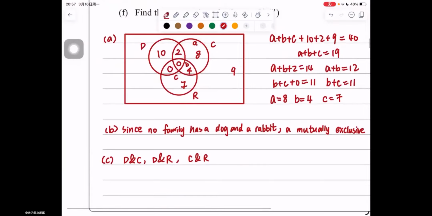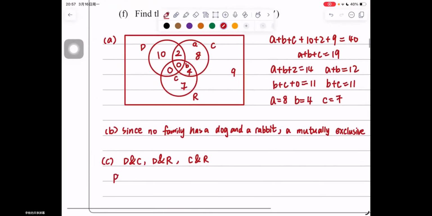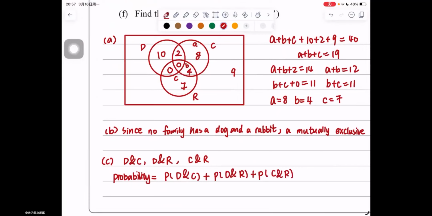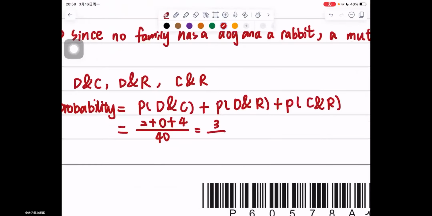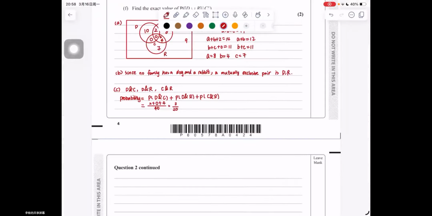Let's go back to this diagram, and then we can figure out the probability. So probability here is equal to the probability of D∩C plus the probability of D∩R plus the probability of C∩R. Okay, the probability of D∩C is 2, and probability of D∩R is 0, and the probability of C∩R is 4, and divided by total number is 40. And now we get the final answer is 3/20. All right, next one.